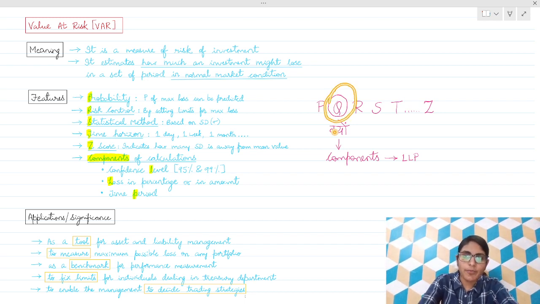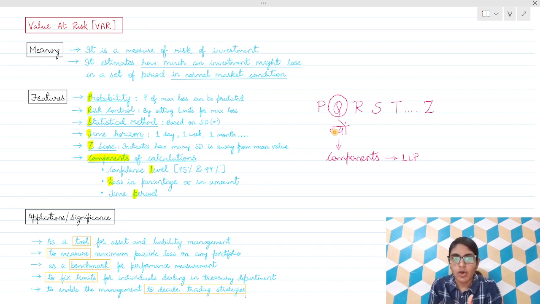Q is components. That is LLP, that is level, loss, and period. Confidence level, that is 95 and 99% generally, then loss in percentage or in amount, and time period. So PQRST Z: Z is Z score, T is time horizon, S is statistical method, R is risk control, P is probability, and Q is components.